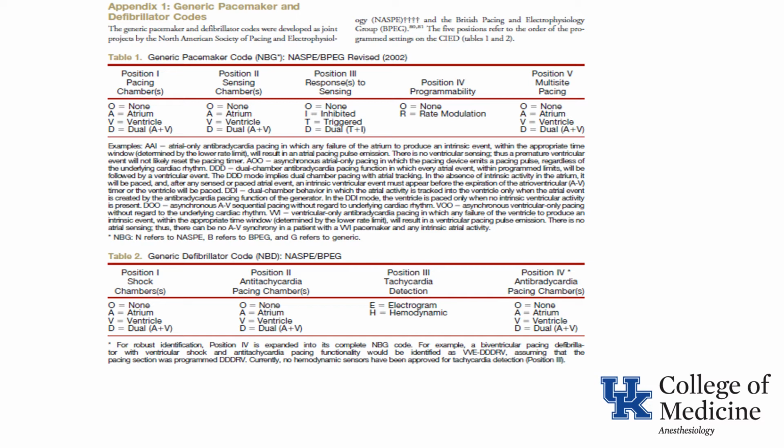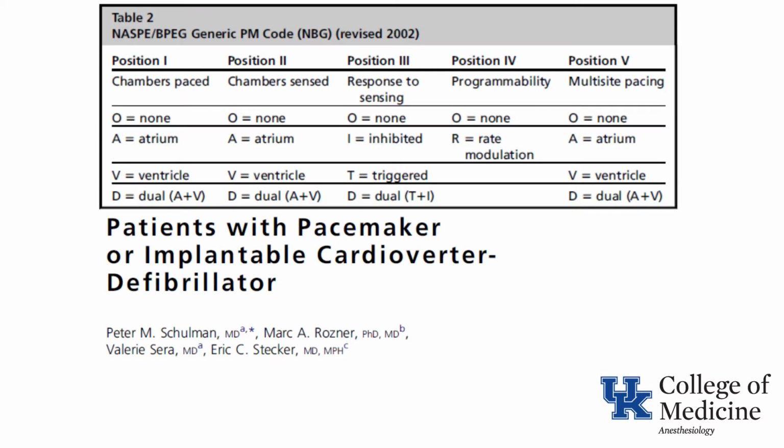This is a very busy slide with 5 pacemaker codes and 4 generic defibrillator codes. So therefore I'm going to divide that slide into 2. This slide has 5 CIED codes for pacemakers. That is chamber paced, chamber sensed, the response to sensing, the programmability, either no programmability or rate modulation, and finally whether or not there is multi-site pacing.